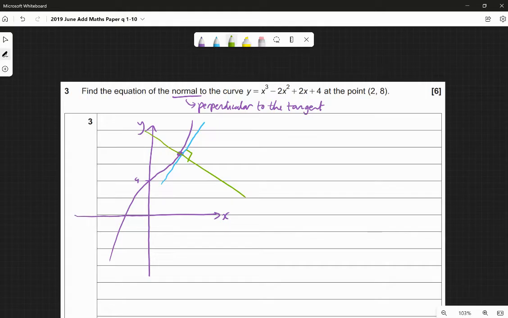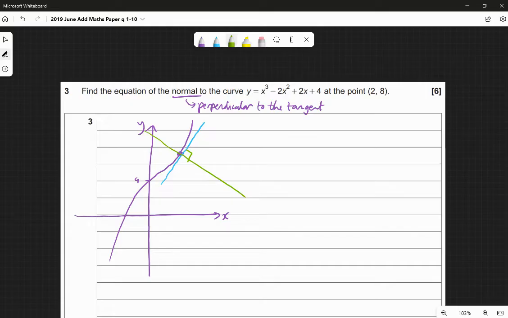In order to find the equation of a straight line, I need 2 pieces of information. I either need 2 coordinates, and using those 2 coordinates, I can then find the gradient and things like that. Or I need the gradient and 1 other coordinate. Here I've just got a coordinate. However, using the miracle, the wonder of calculus, I can find the gradient. I can find the gradient of the curve at any point by differentiating.